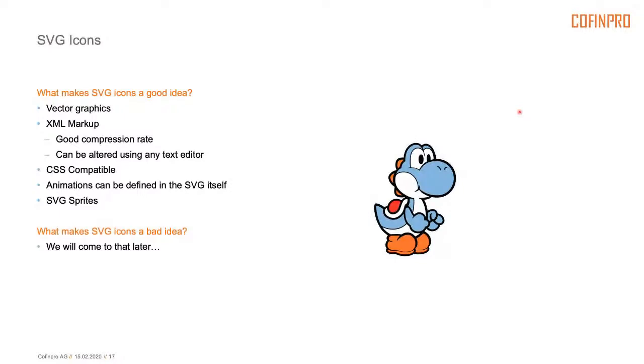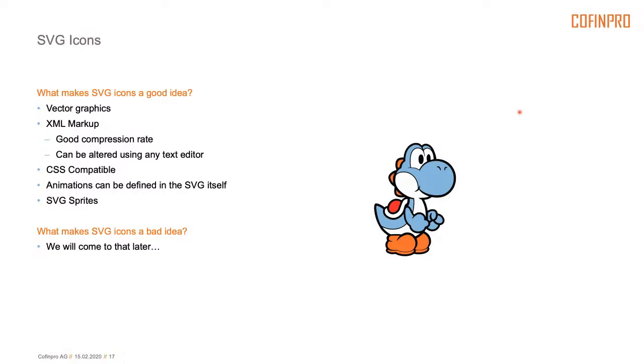Furthermore, SVGs aren't binaries. They are actually XML markup, and this leaves us with a good compression rate, which is beneficial if we want to have a good loading speed. And we can also edit the XML markup, so you can even use any text editor that you have at hand. Another nice feature of SVG icons is that they are to some extent CSS compatible, which means you can style them using CSS, which is cool because you do not have to learn a new technology just to style SVGs.